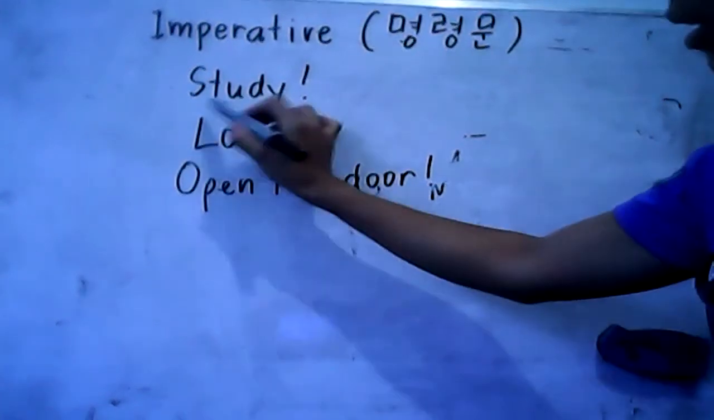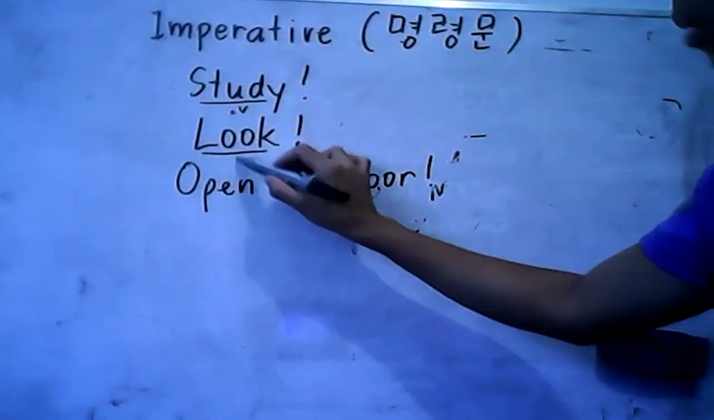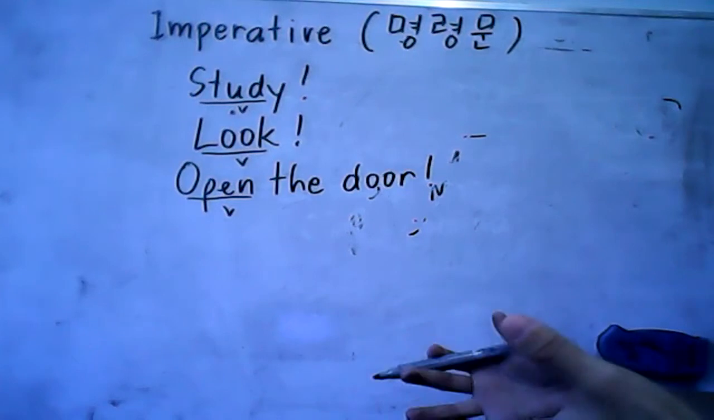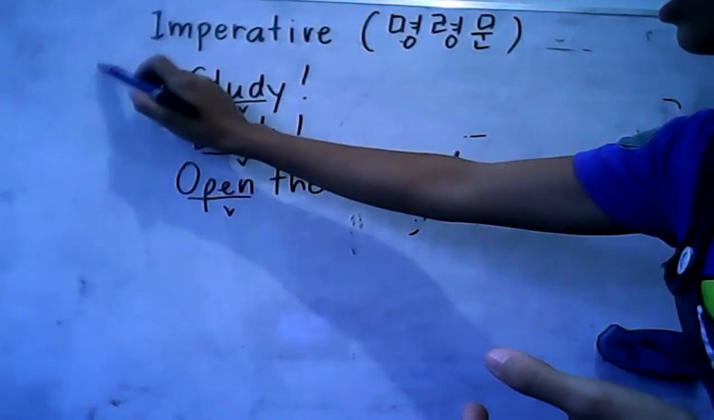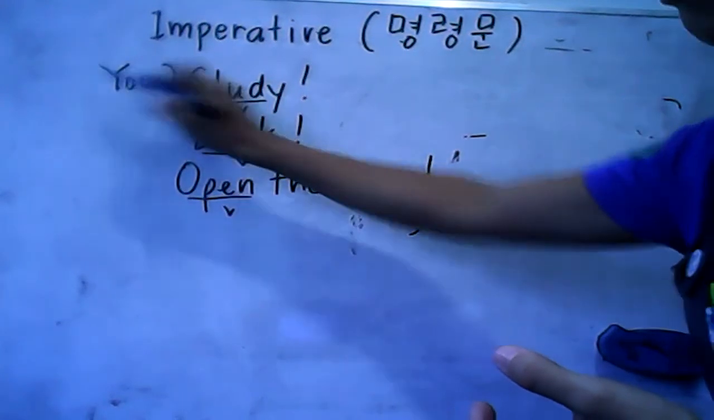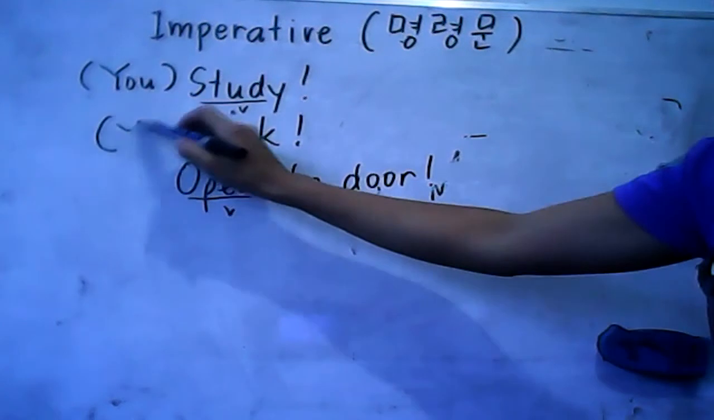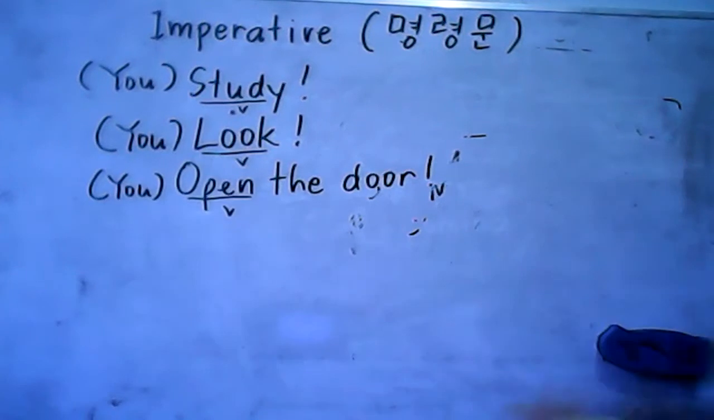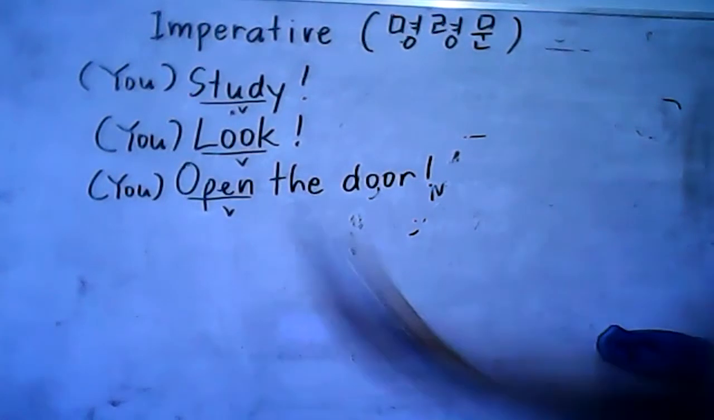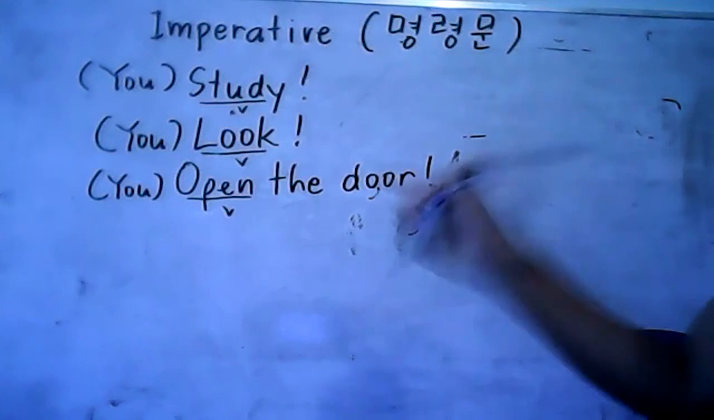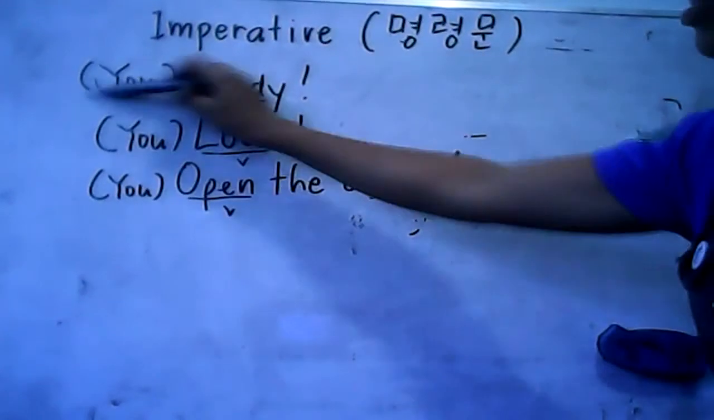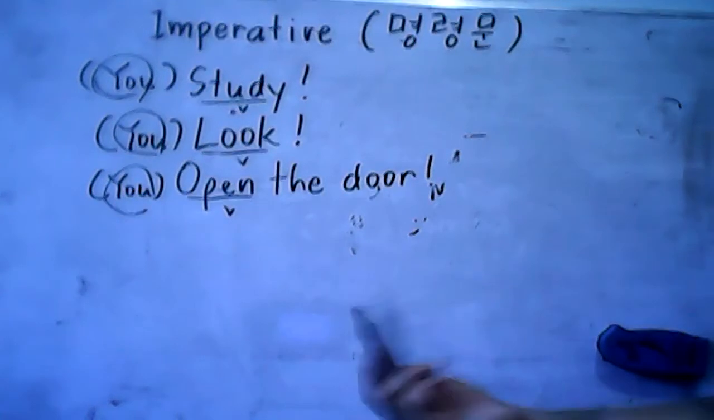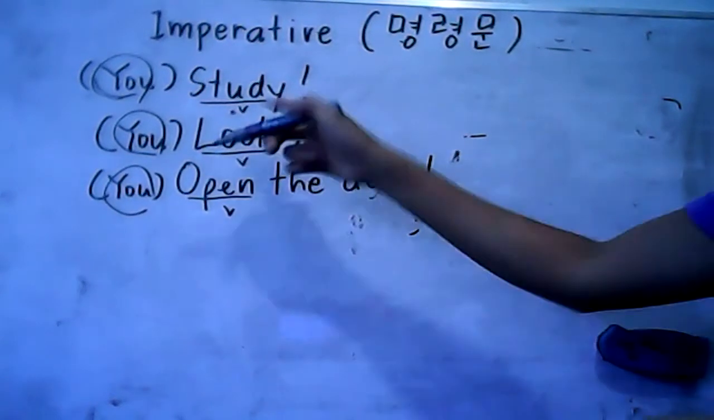As you know, imperative sentences start with the verb, right? But if we're gonna follow the usual sentence pattern, there's already a subject in here and the subject is always you. So you study, you look, you open the door. But we don't put you anymore when we use imperative sentences. So we always start with the verb: study, look, open the door.